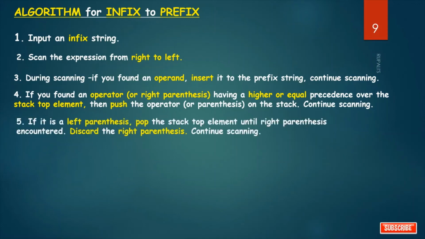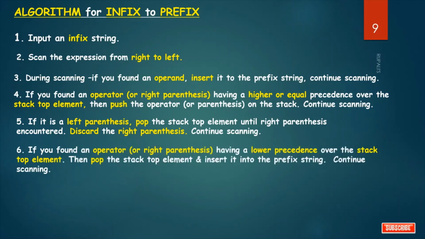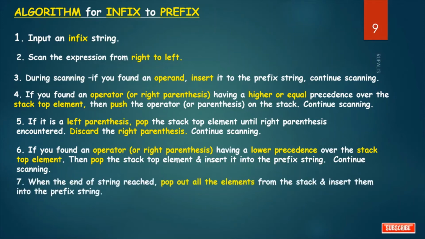If it is a left parenthesis, pop the stack top element until the right parenthesis is encountered. Discard the right parenthesis and continue scanning. If you find an operator or right parenthesis having a lower precedence than the stack top element, then pop the stack top element and insert it into the prefix string and continue scanning. When the end of the string is reached, pop out all the elements from the stack and insert them into the prefix string. Finally, print the string from right to left.